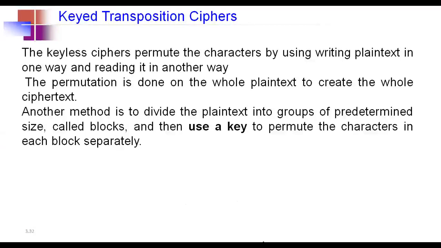Another method is to divide the plain text into groups of predetermined size called blocks. Here also we divide the plain text into some groups of characters, that means blocks, and then use some key to permute the characters in each block separately. Here we should use some key value to permute the characters in each block separately.